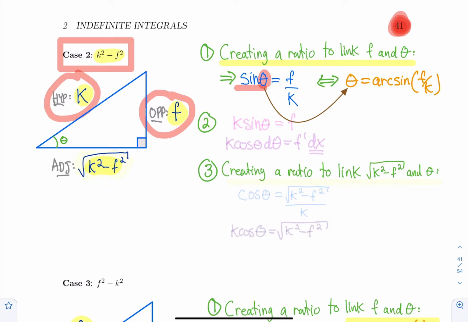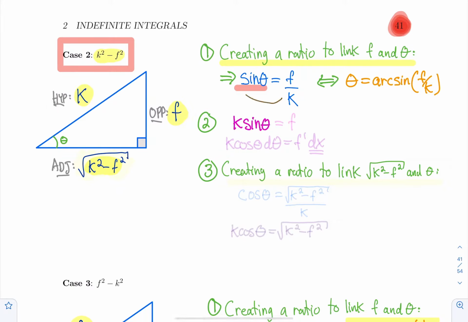The second step is purely computational. First, you find a formula for f. If you multiply by k on the left side, you get that k sine theta is equal to f. Then you compute the derivative of that equation. The derivative of k sine theta with respect to theta is k cos theta d theta. And on the right side, the derivative of f with respect to x is f prime dx. So we have a formula for f, and typically that formula for f will give us a way to find a formula for x. And then by computing the derivative, we get a formula for dx.